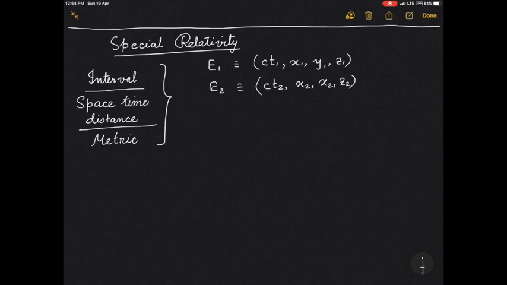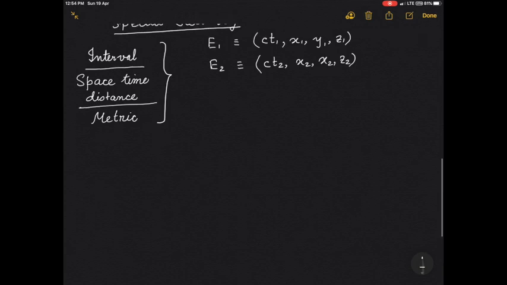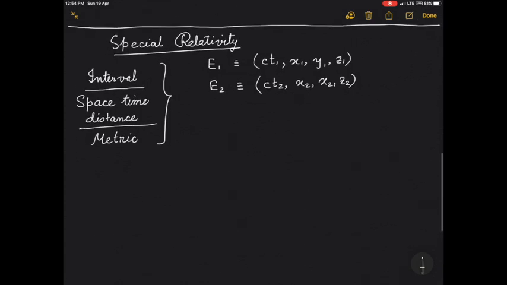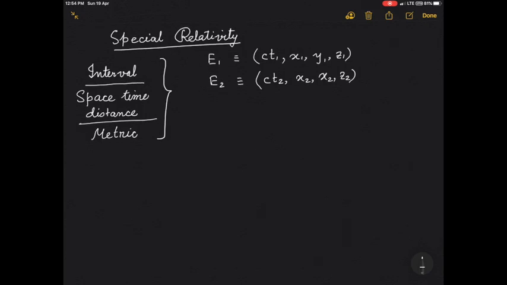Interval is a way of measuring the space-time distance between these two events, and we'll not go through why it is so. I have given a reference to look at to understand why it is so, if you really wish to. But if these events are infinitesimally separated, meaning that t2 is like t1 plus delta t, x2 is like x1 plus delta x1, and so on, then we define the interval in the following way.